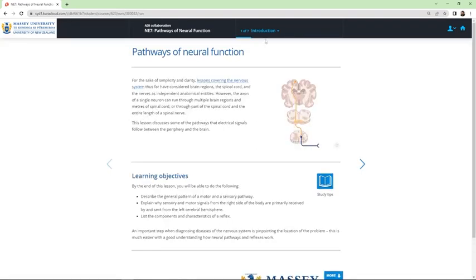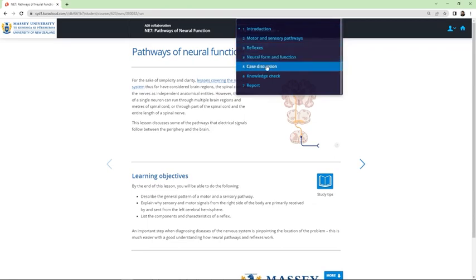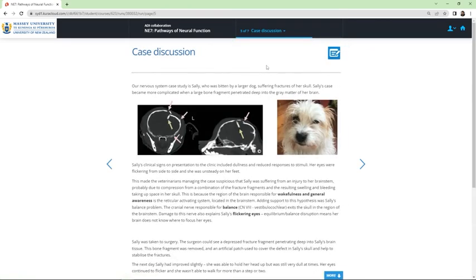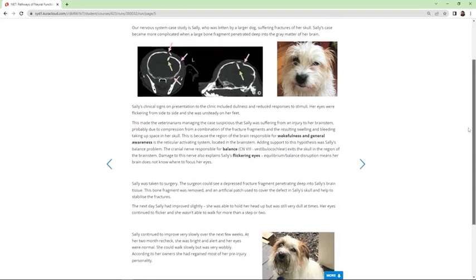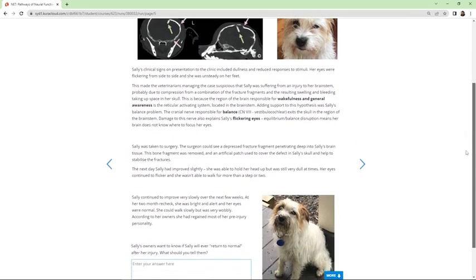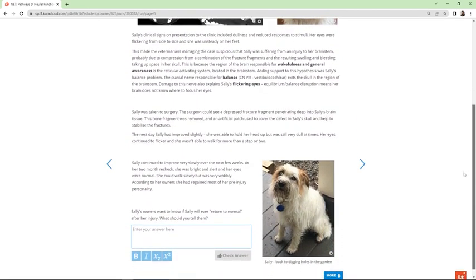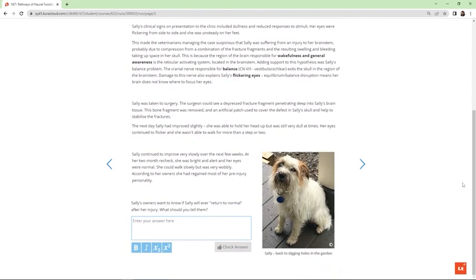Here's the introduction page with a similar structure to what we've seen previously. Let's advance to the case discussion page. This page gives an overview of Sally's case, then walks students through how a veterinarian would think about and approach the problem, followed by next steps, in this case that was surgery for Sally, and outcomes.